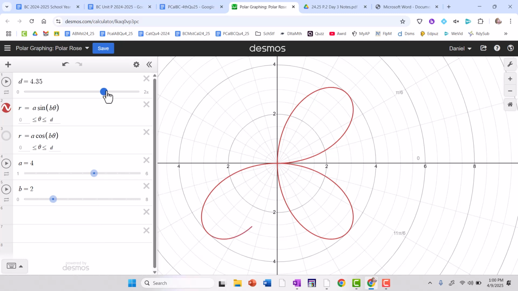And then the next one, let's get back to the origin there. 4.71 is 3 pi over 2. 3 pi over 2 times 2 is 3 pi. Sine of 3 pi is 0. That's why you're back at the pole.